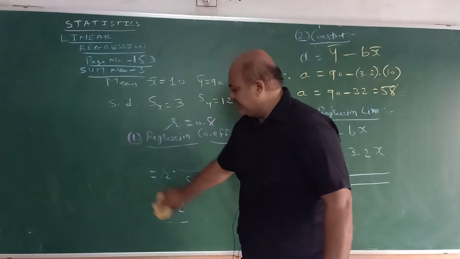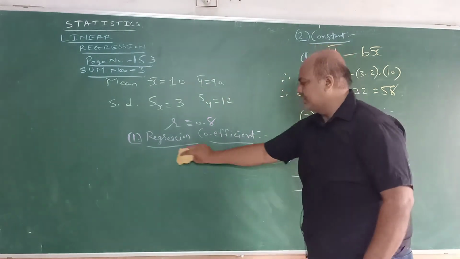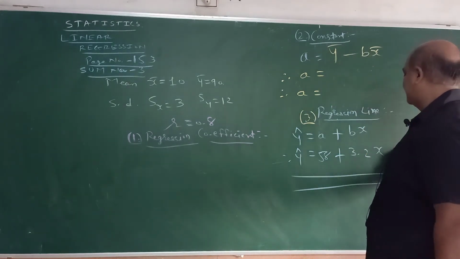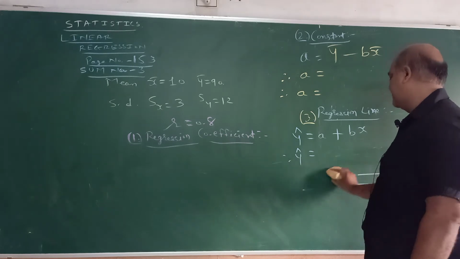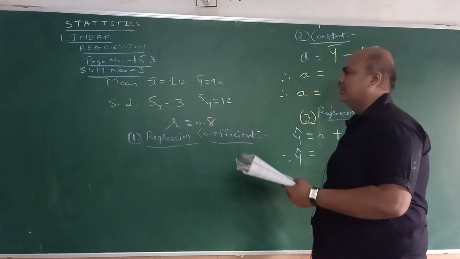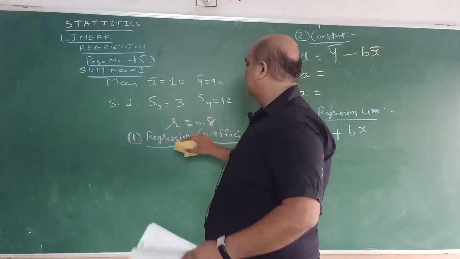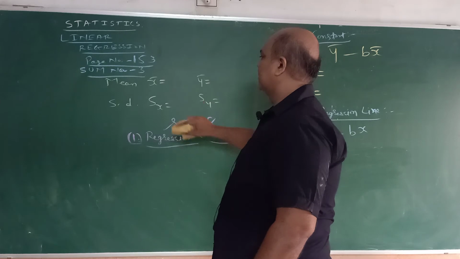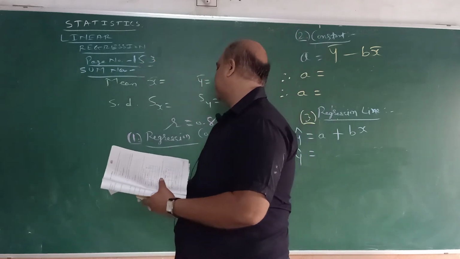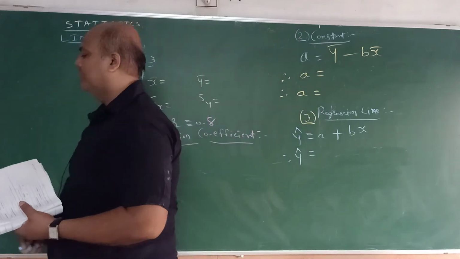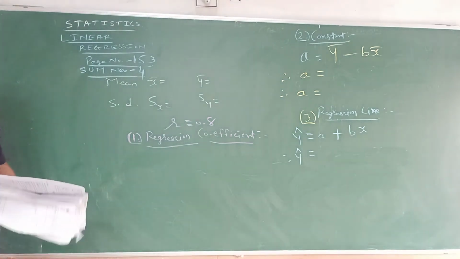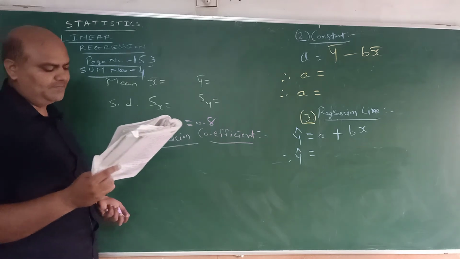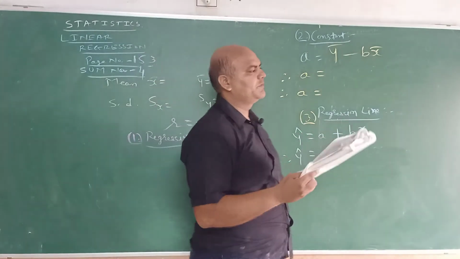Regression coefficient B, constant A, and regression line y cap is equal to A plus bx. Now they provided us the question. Here we only change the sum, number 4. The following results, fourth sum, page number 153.